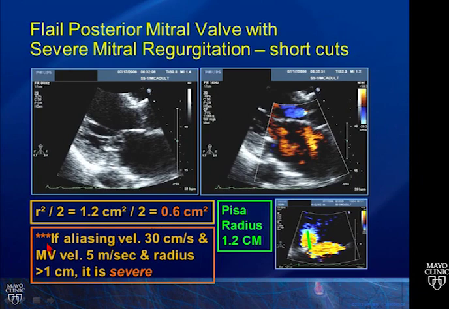So if you have an aliasing velocity and you set your aliasing velocity, which is really a good rule of thumb, start at an aliasing velocity over here where you've moved the baseline towards the regurgitation. This baseline was not moved, but we usually move it in the direction of the mitral regurgitation. If you do that, then it's set at about 30. If your mitral valve regurgitant velocity is at least 5 meters per second, and your PISA radius is over 1 centimeter, you can be sure that it's severe.